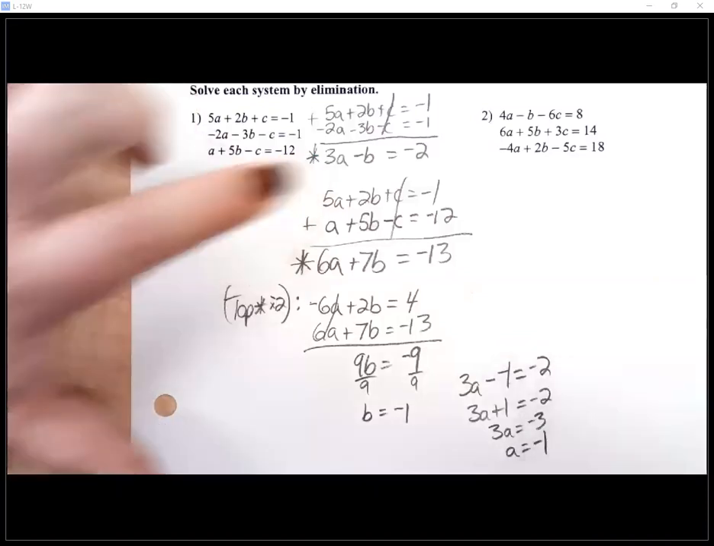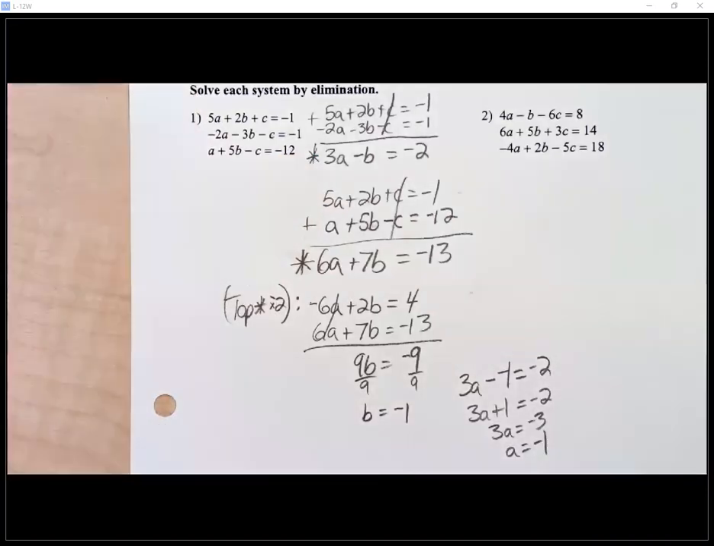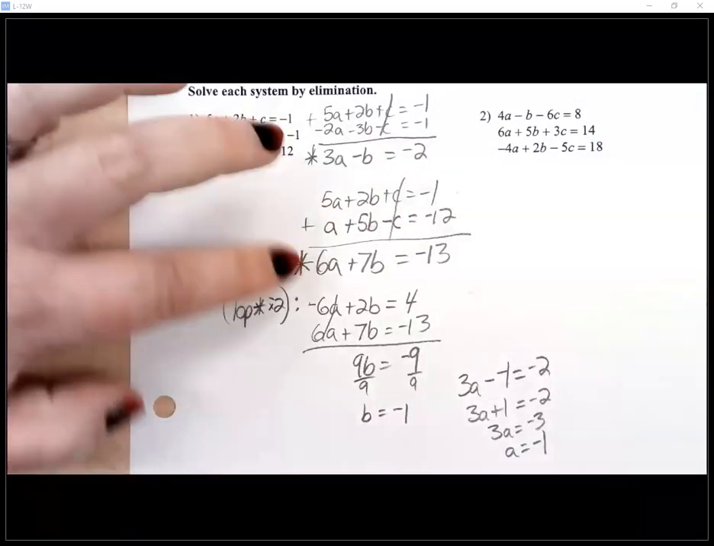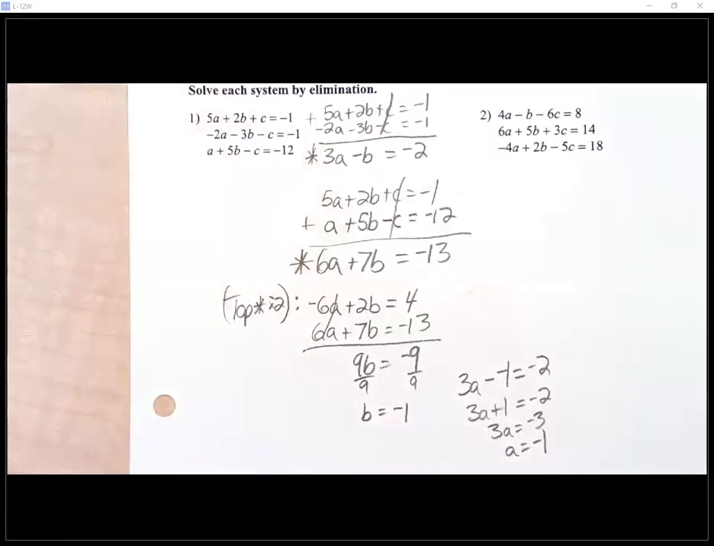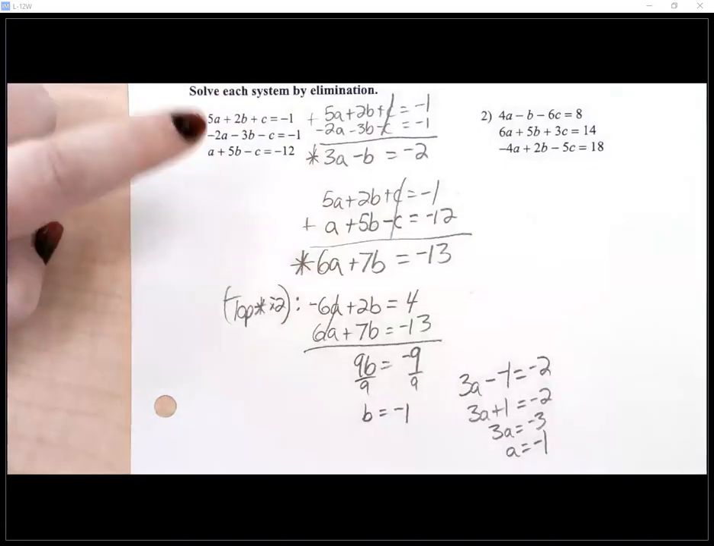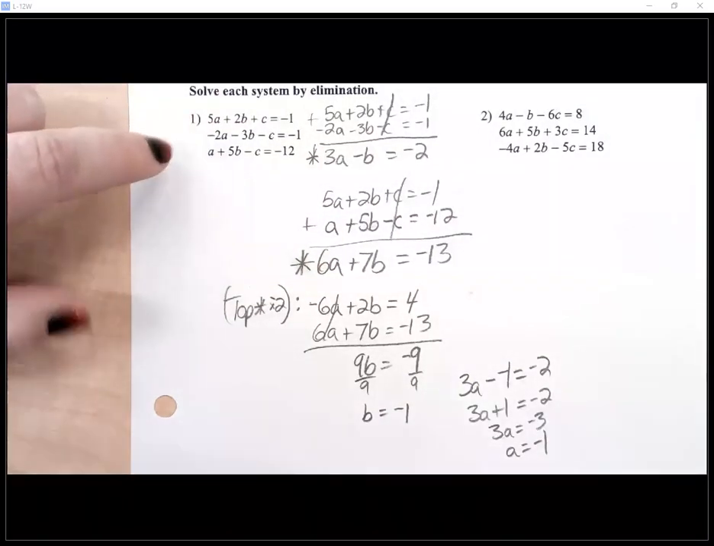Once you have one of them, you go back to one of your 2 start equations, either one you want, and then you solve for a second variable. Once you have 2, now you go all the way back to an original. Pick any original you want and plug in those to find your remaining one.